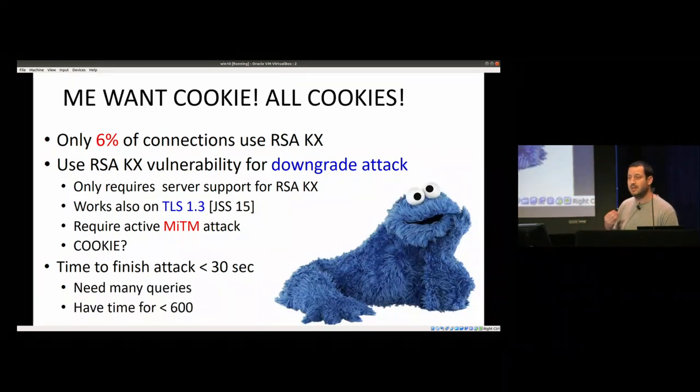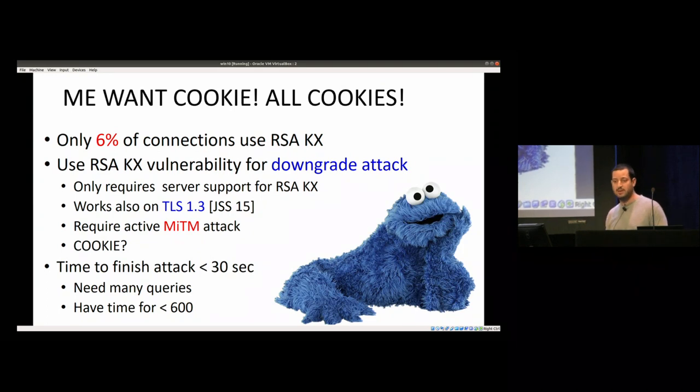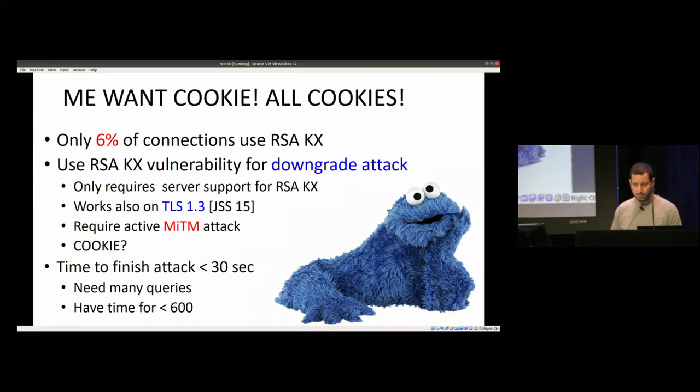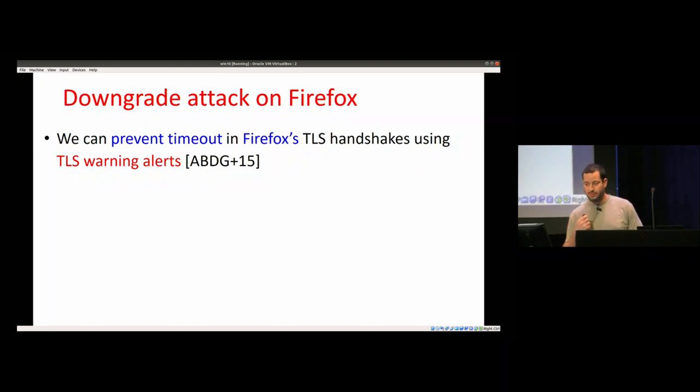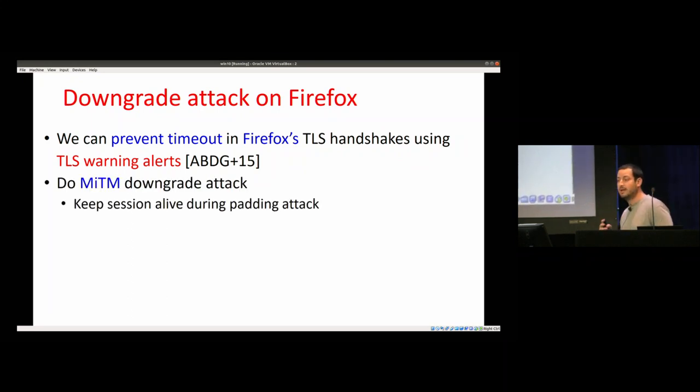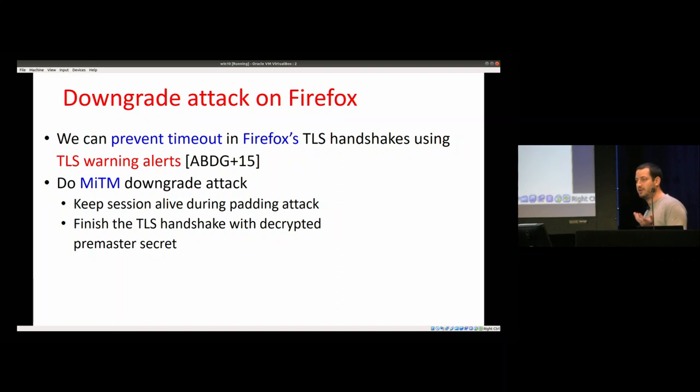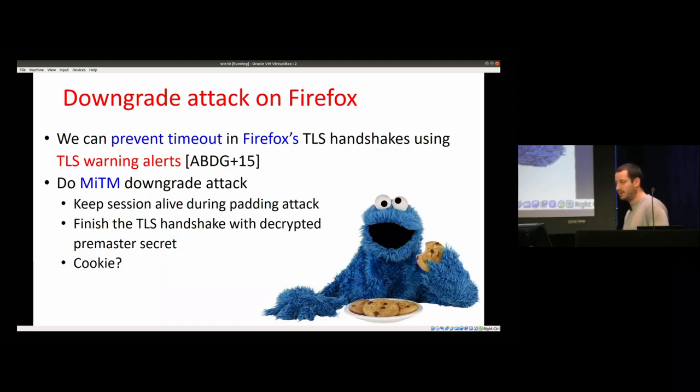And the problem is that we need a very large number of queries, and we only have time for about 600 queries before everything times out. So we don't get the cookies. So as a first iteration, let's try to look at the Firefox browser. And the Firefox browser, at least, I think it was fixed by now, had a very interesting property that we can prevent it from timing out using something called TLS warning alerts. This is something that has been known for several years, and this allows us to do this man-in-the-middle downgrade attack. Basically it means we can keep the session alive during the time that it takes us to do the padding attack, and after we finish the padding attack, we're going to finish the TLS handshake with the decrypted master secret key that we have, and we can probably get the cookie.